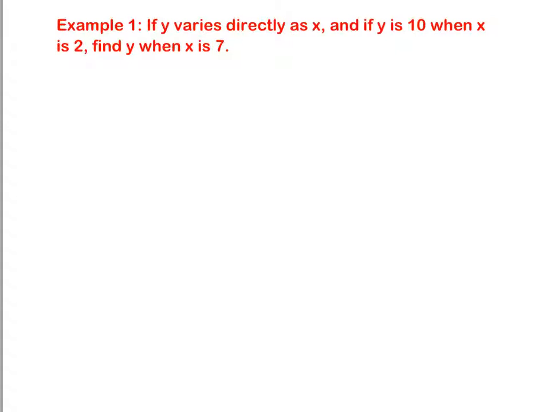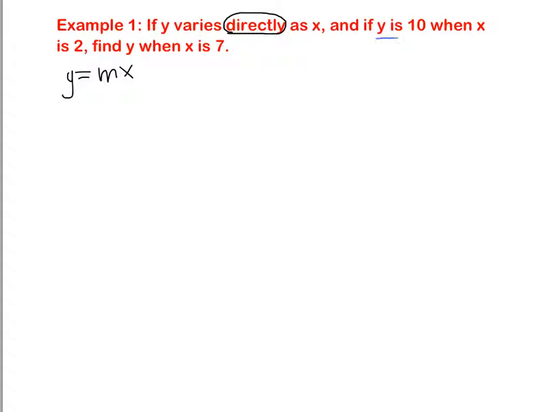So it says example 1, if y varies directly as x, and if y is 10 when x is 2, find y when x is 7. Okay, so it sounds like kind of a lot of information, but here's what's going to happen every time. First, you need to look whether it is a direct proportion or an inverse proportion, so you know which formula to use. In this case, it is a direct proportion, so we're going to use the formula y equals mx. So that's step 1. The second step is they'll always give you enough information to solve for your constant of, in this case, your constant of variation.